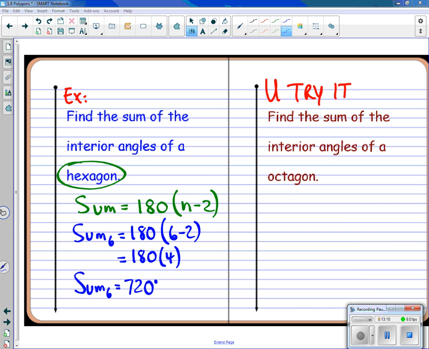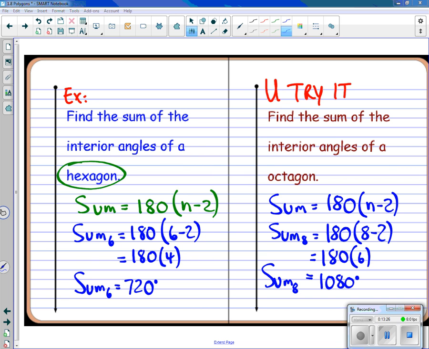All right, there you have it. I know that one didn't say you try it, but I went ahead and had you try it. Let's see if you can do this one, an octagon. And there's that one. Now I'm using this little subscript down here to keep track of what I'm finding. This is the sum of an 8-sided figure. I encourage you to do the same.